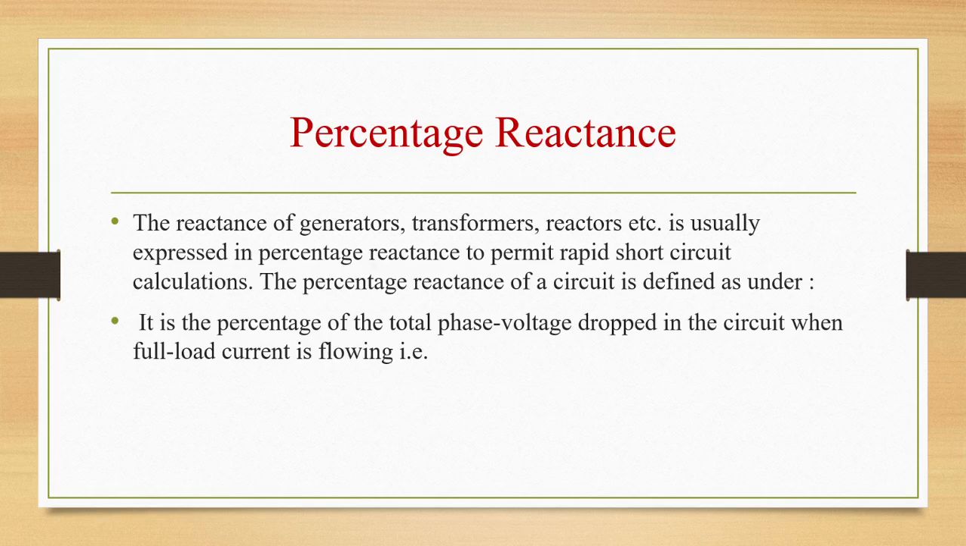Then we have seen what is percentage reactance. The reactance of generators, transformers, reactors, etc. is usually expressed in percentage reactance to permit rapid short circuit calculations. The percentage reactance of a circuit is defined as the percentage of the total phase voltage dropped in the circuit when full load current is flowing. So what is percentage reactance? It is the percentage of the total phase voltage dropped in the circuit when full load current is flowing.